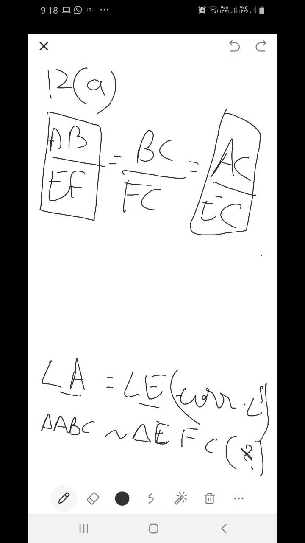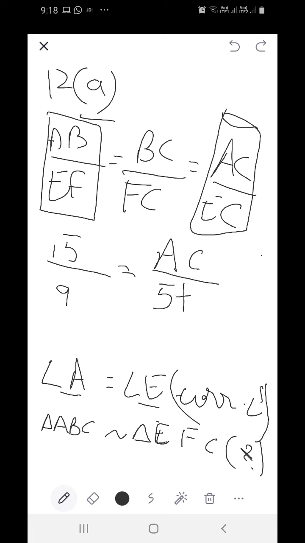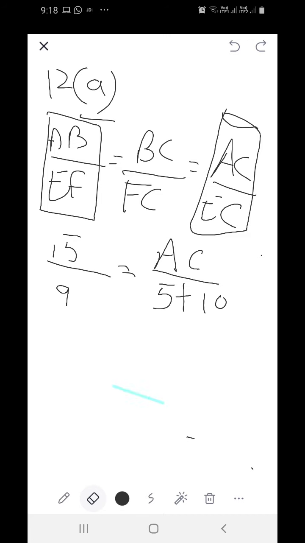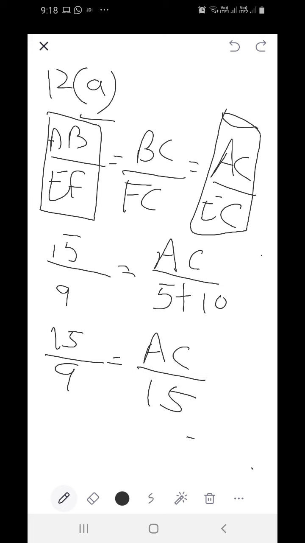Now I'm going to put the value of AB, which is given to you as 15 centimeter. 15 upon EF, which is 9, is equal to, this pair I have written, AC upon EC. AC you have to calculate, and EC, don't write directly 15. Show it as 5 plus 10 first. So EC is EG plus GC, 5 plus 10. And now you can write 15 upon 9 is equal to AC upon 15. Cross multiply, I think you can calculate AC.